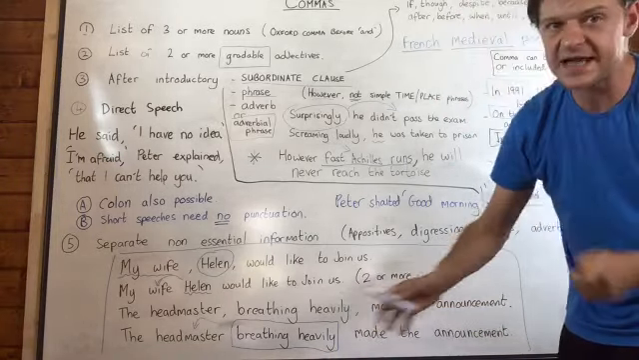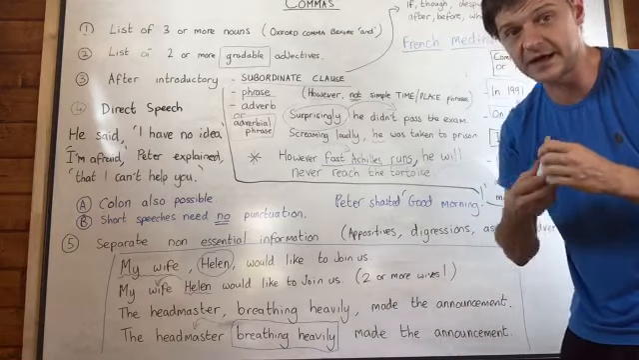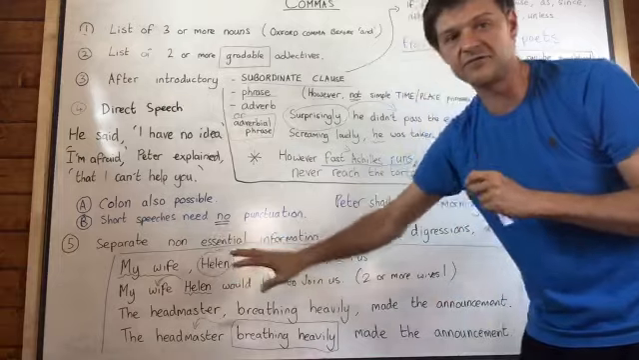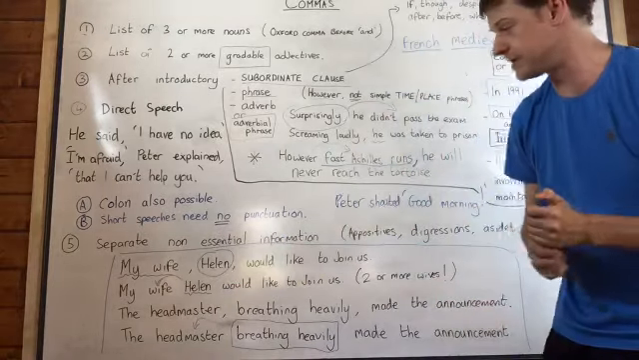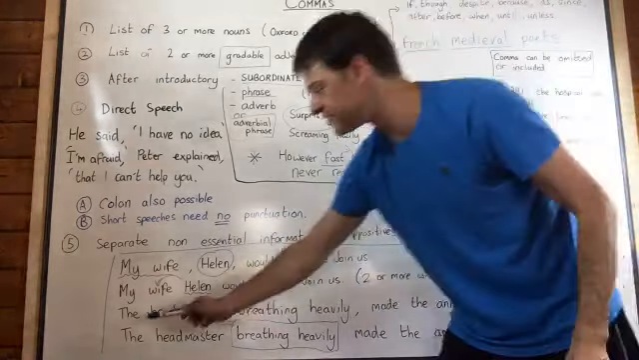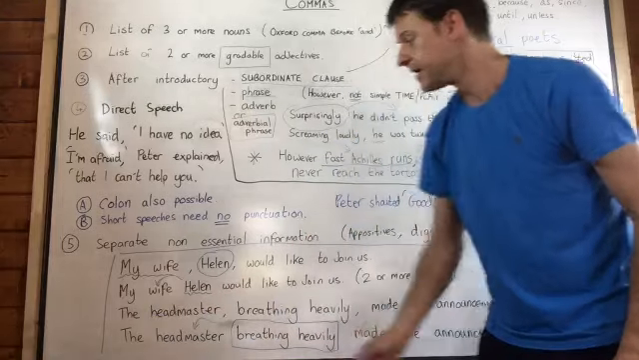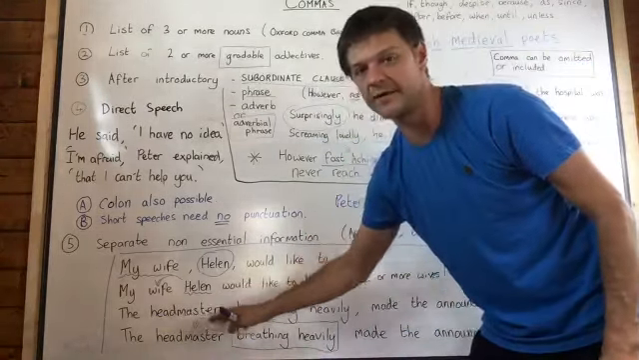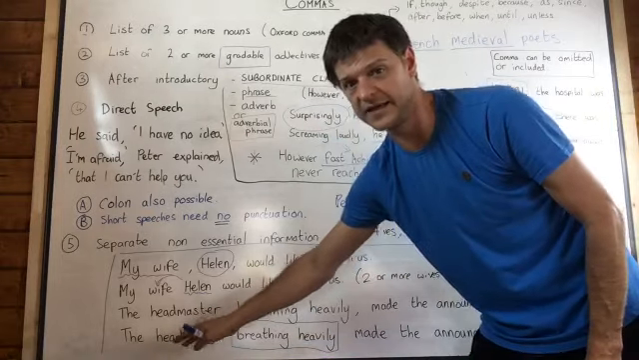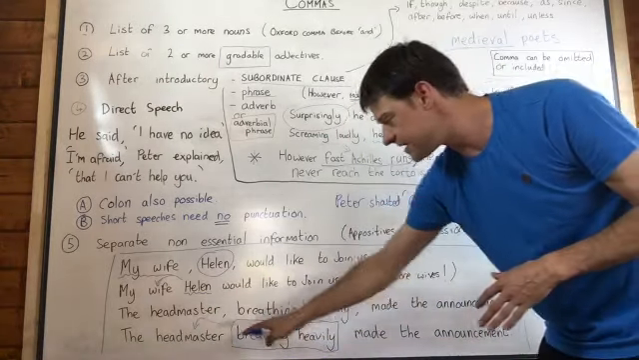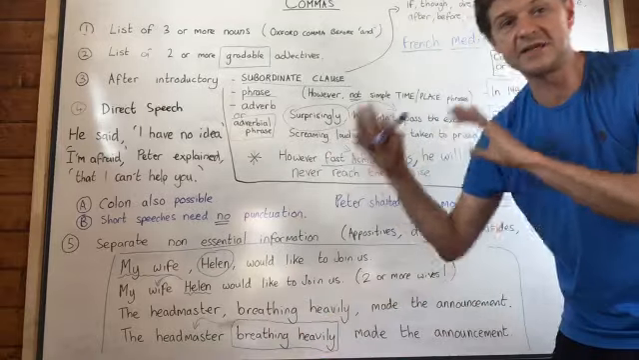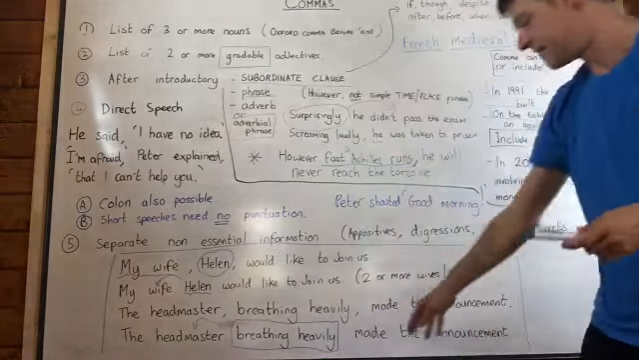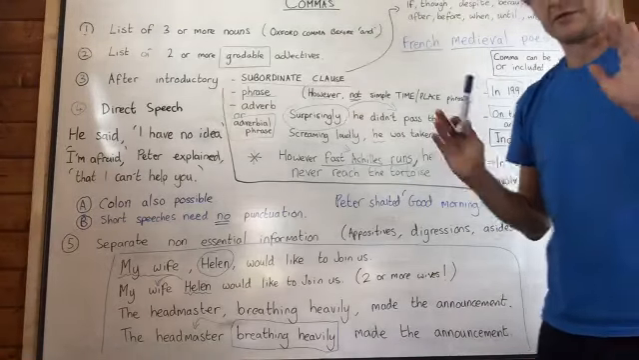So you can see how important commas are. If you're using commas, they're telling you that that information is just extra information. It's non-essential, and there's only one of these. But as soon as you get rid of the commas, they define which one. It means there's more than one of these, and the phrase in commas is telling you which one, which headmaster, the one who was breathing heavily, made the announcement. So I hope that's all clear.